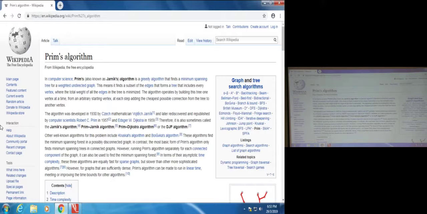Just now there's some concern about history. This algorithm has many names. We call it Prim's algorithm. But let's assume Wikipedia is right. Sometimes it is wrong, but I have no other sources. So there are several names.